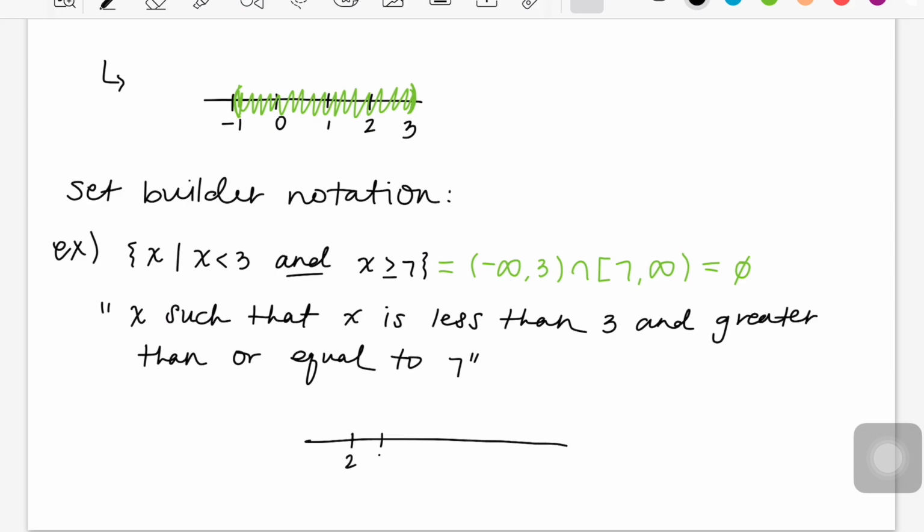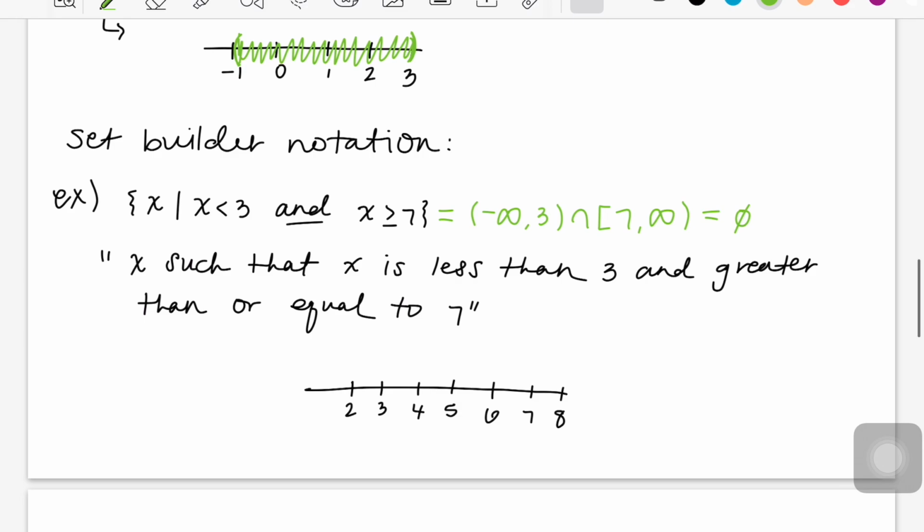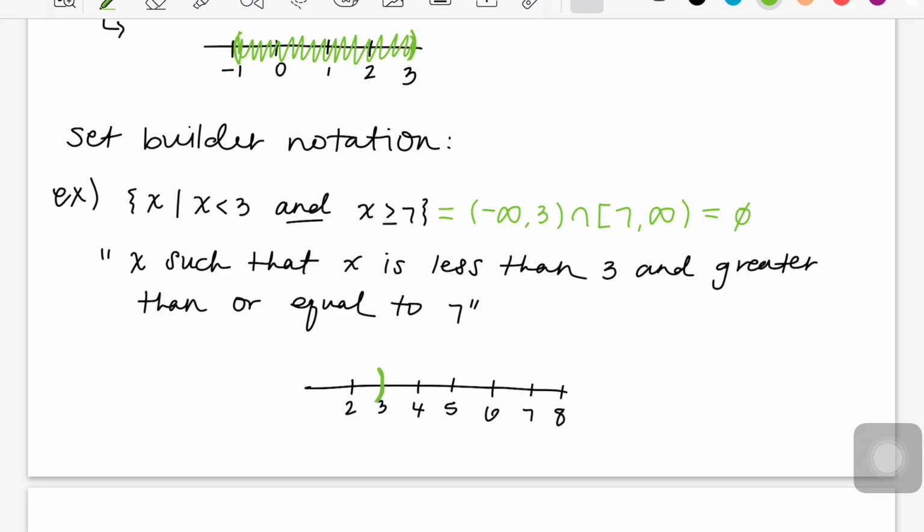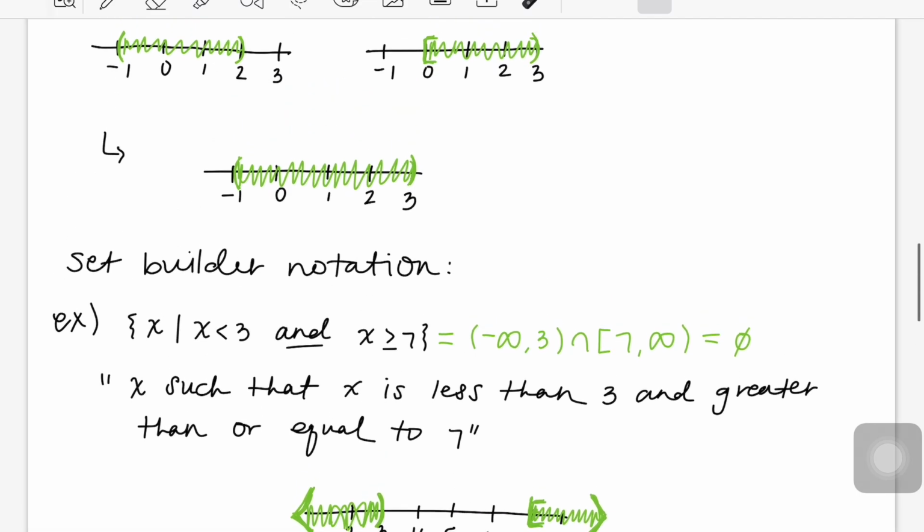So our first interval is saying all values less than but not including 3, and so on. And then our second interval is saying all values greater than 7 and including 7. So all of these values and so on. And as you can see, there's nothing in common. These two intervals have no elements in common, so we are left with just the empty set. All right, so I think that's it for this section.